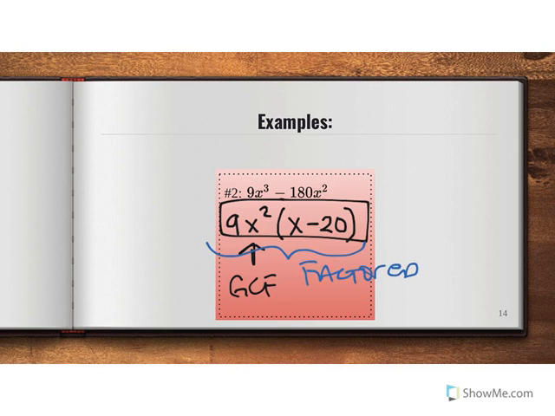Okay, so that's our example on that one.